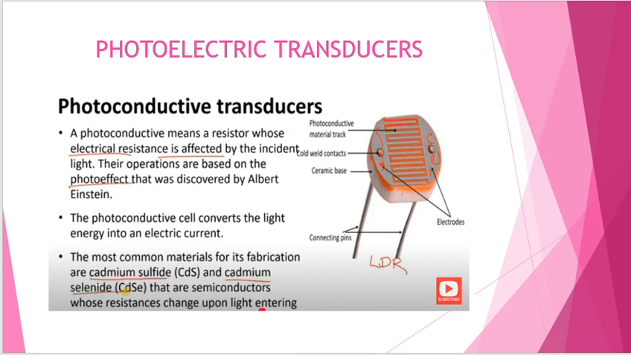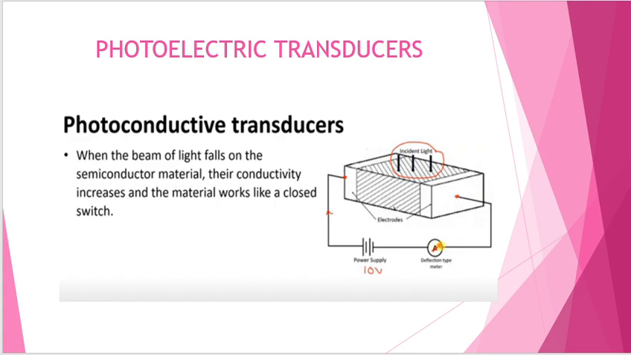As for applications, we can use it as a burglar light control switch, or for controlling circuits. We can also use it to measure light intensity, and finally we can use it to count objects, like when we need to count the number of packages during packaging. The next type is the photoelectric transducer.